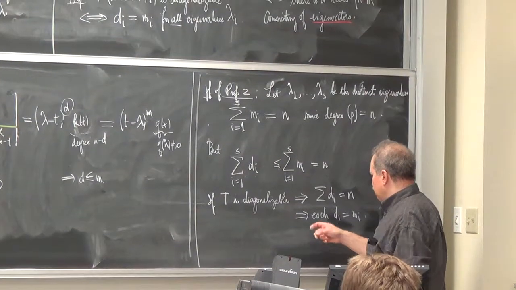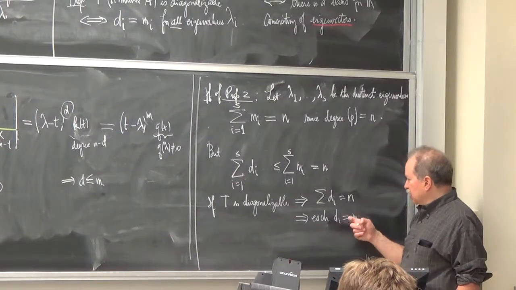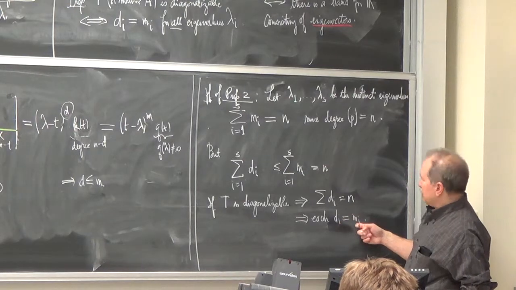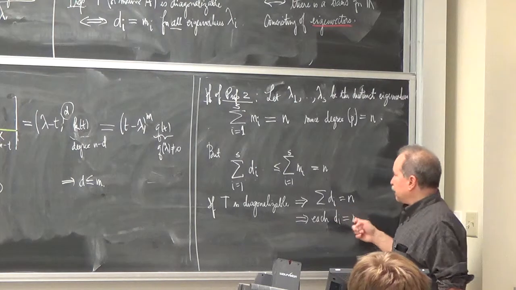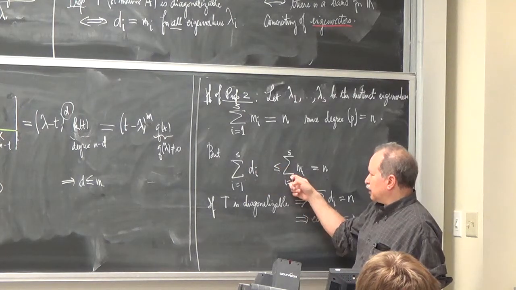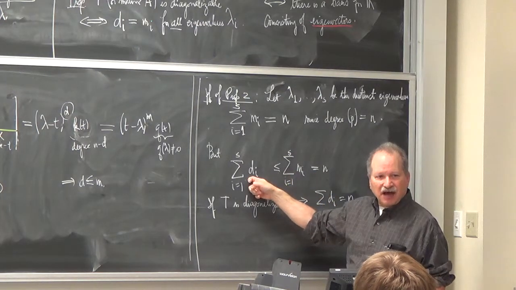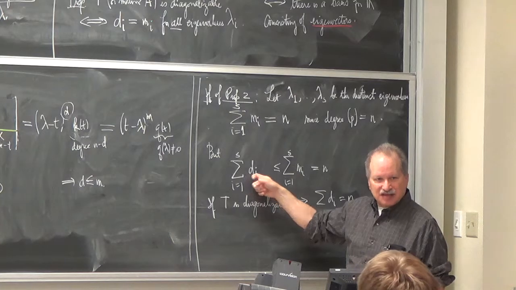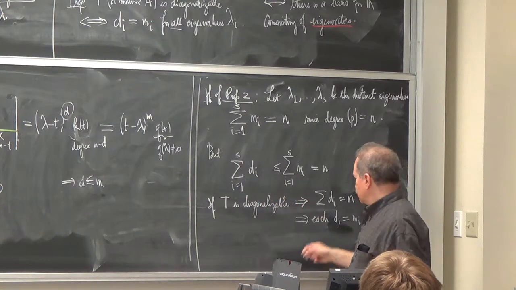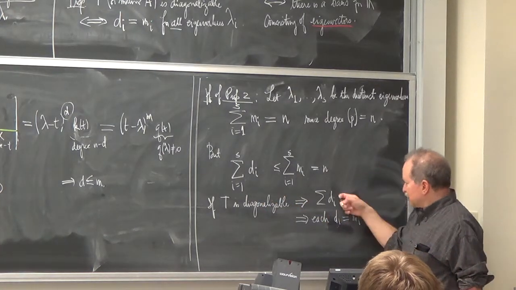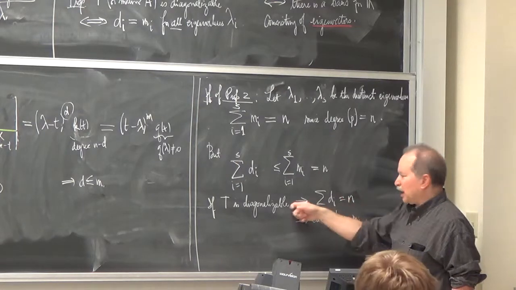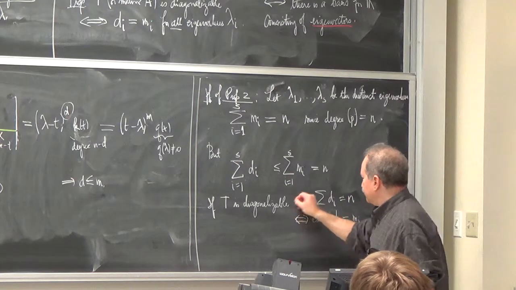All right, now Jonathan's saying, in fact, we can turn this around. If each d i equals m i, then we have equality here, which means that we have enough eigenvectors in each eigenspace to get a basis. So if this is true, then this is true, which implies it's diagonalizable. So in fact, you're right. It is.